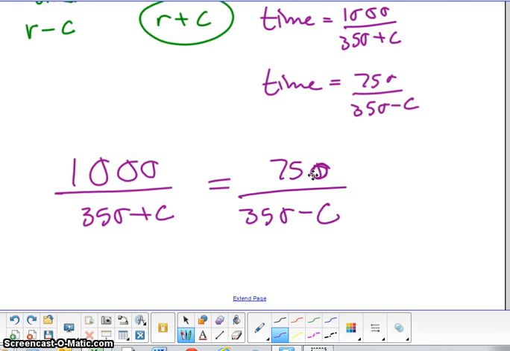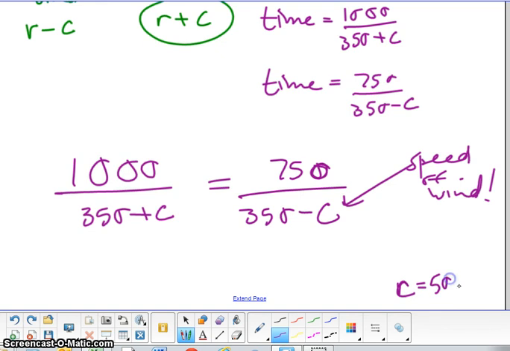Okay, and then I want you to go ahead and solve for C, which would be the speed of the wind. So once you get C, then that will answer your question. Okay, so then look for the current to be 50 kilometers per hour. Try to get that. So you have lots to finish. Good luck, and I'll talk to you tomorrow.